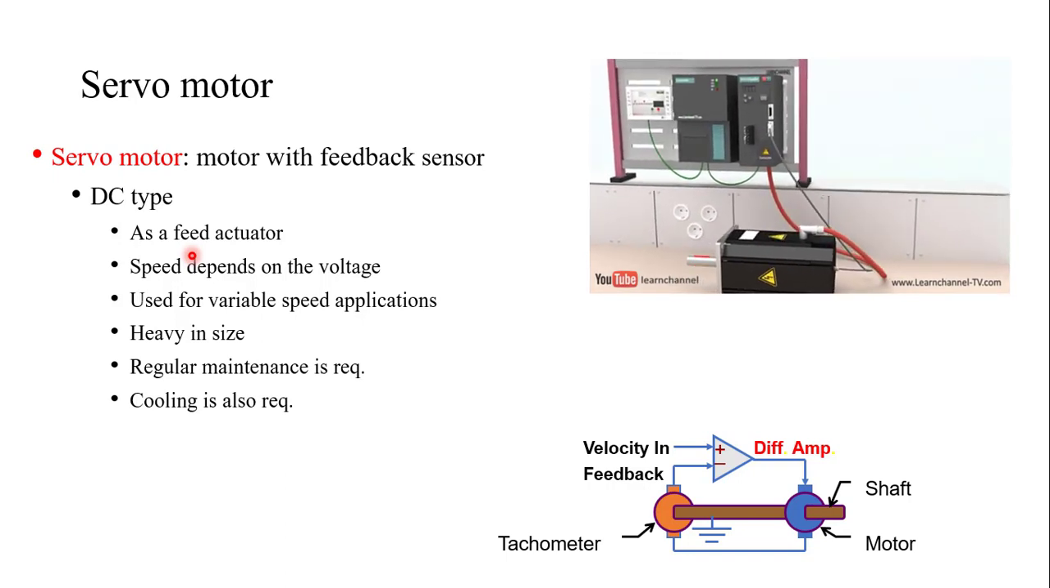Clear? They have a sensor, they have a feedback device, and that is sent to the MCU or the computer, from which the final decision is made, and the rotating speed of the shaft or the motor is changed depending upon that.